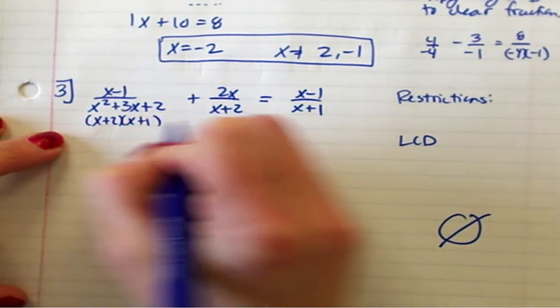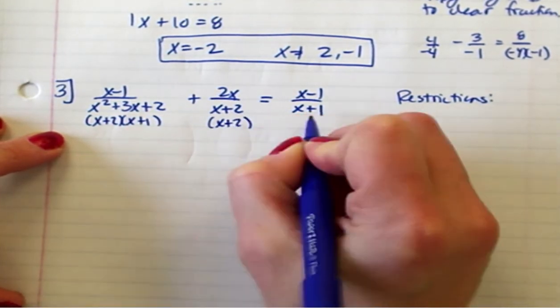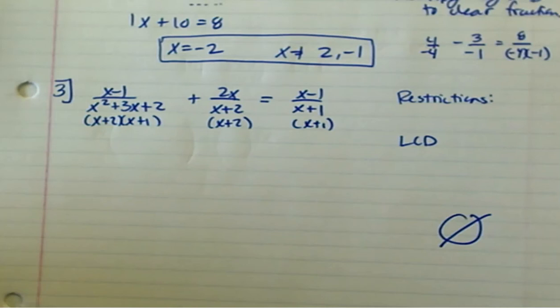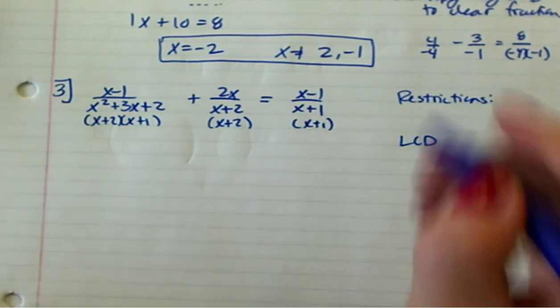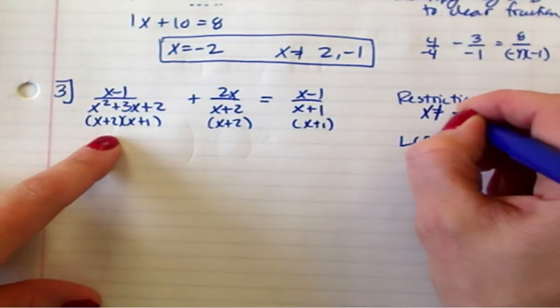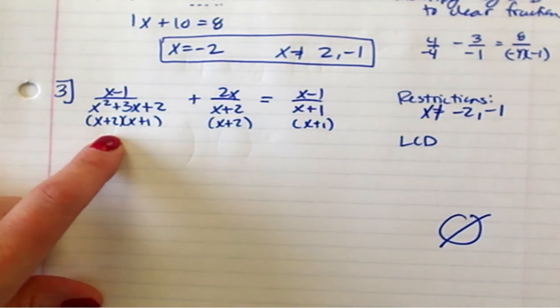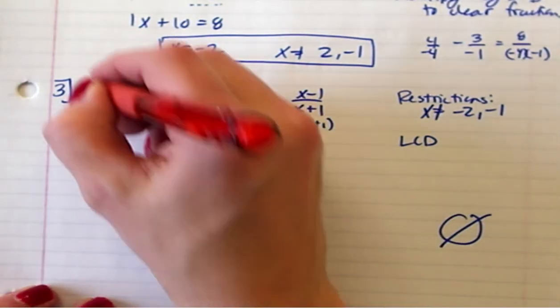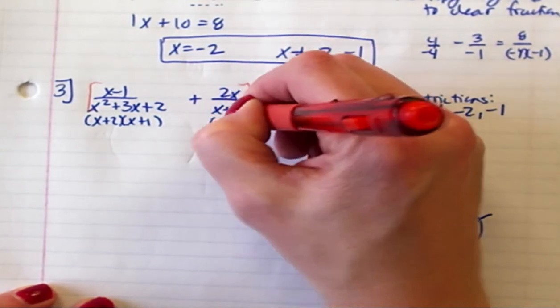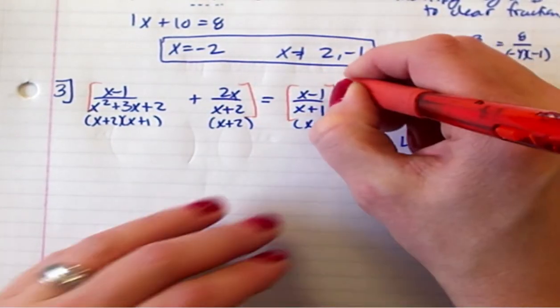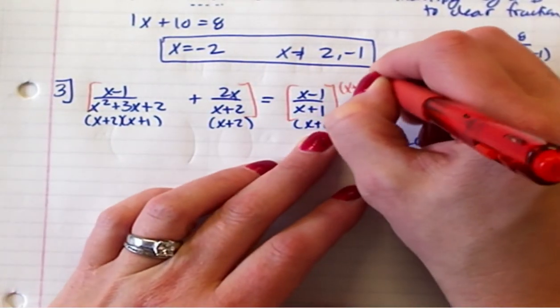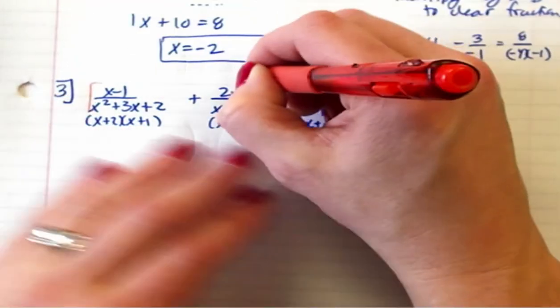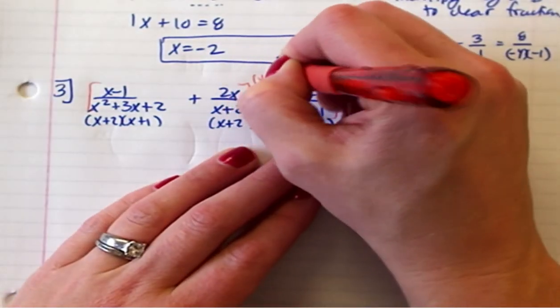Okay. So I've got my factors. Great. I can list my restrictions. X can't be -2 and -1. They're not even that hard to list because it's just adding and subtracting. There's no extra division here. I'm going to multiply by the least common denominator on both sides of the equation.